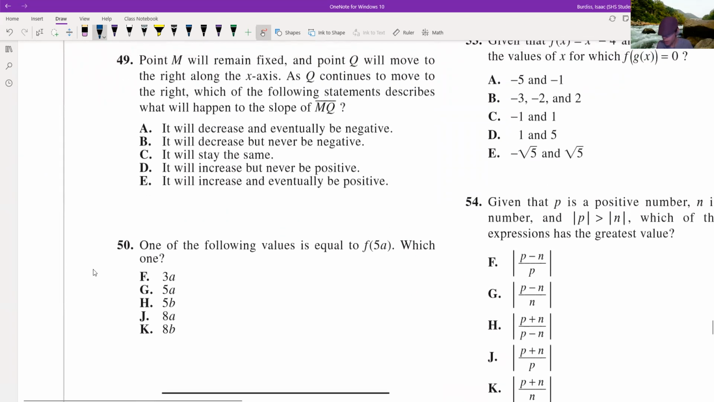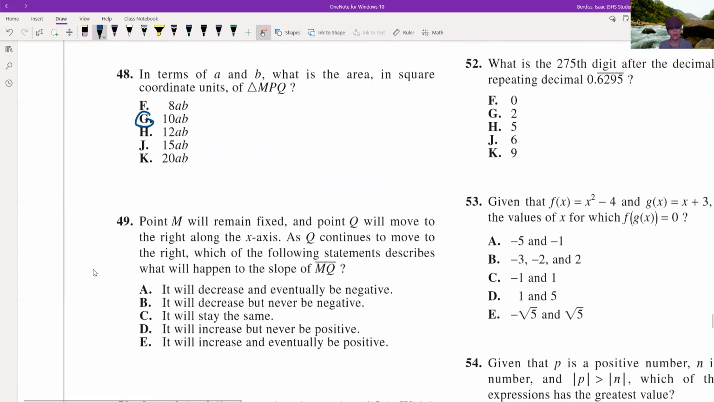All right, point M, wait, 49, correct. Okay, point M will be fixed and point Q will move to the right. Oh yeah, this one was a little bit confusing to me. I got it right, but I think I misunderstood what it was asking, I guess. But so it's saying M will remain fixed, but Q will go to the right.